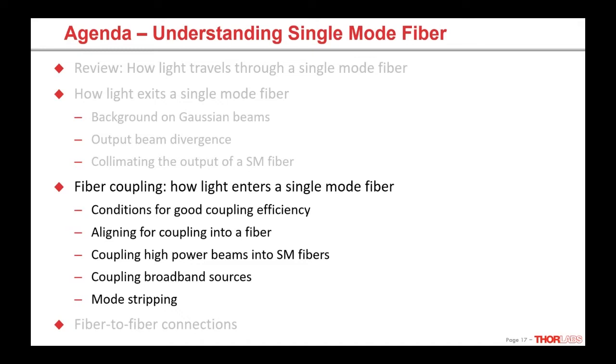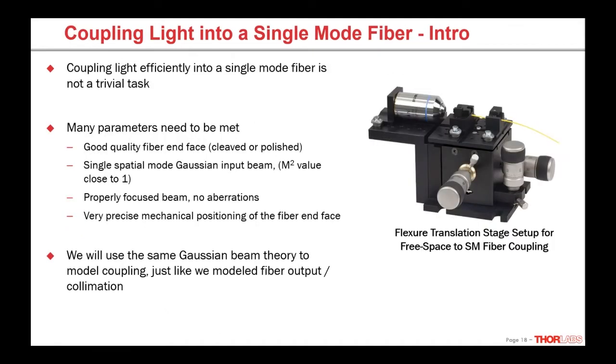We've talked about how the light exits the fiber. So now we're going to talk about the reverse, potentially a more complicated subject. How does the light get coupled into the fiber, into this waveguide? So coupling into single mode fiber, to put it lightly, is not a trivial task. We're trying to get this light into a very small core, a very small waveguide. So we need to meet a lot of parameters to make that happen and get a lot of the light coupled in. Things like good interface quality on the fiber, good quality of that focused beam, and also very fine mechanical positioning of the fiber tip.